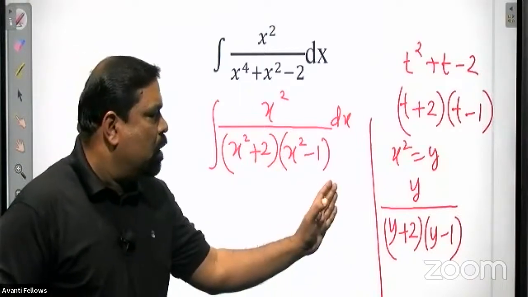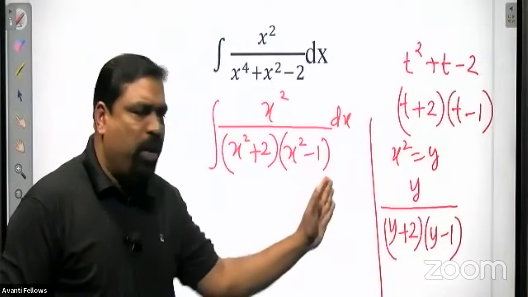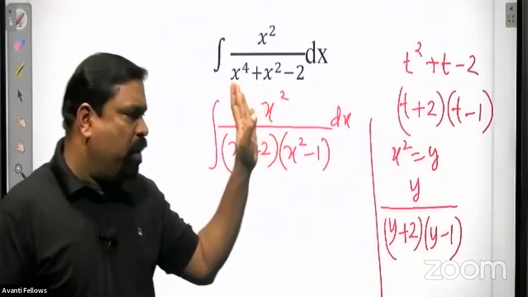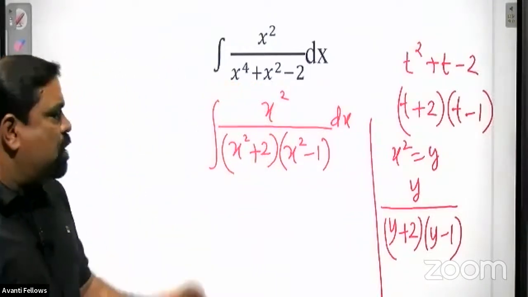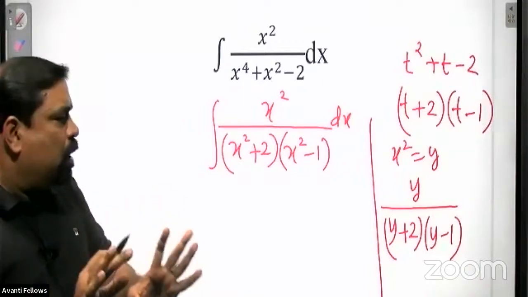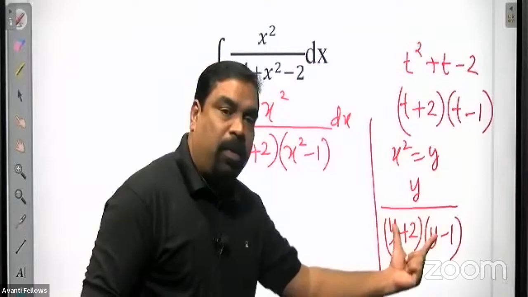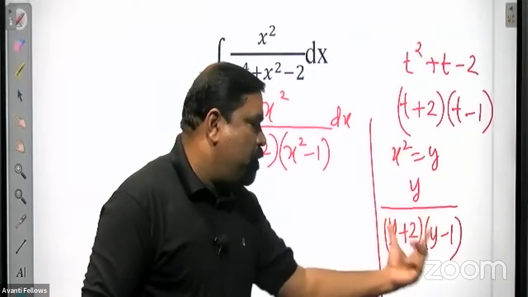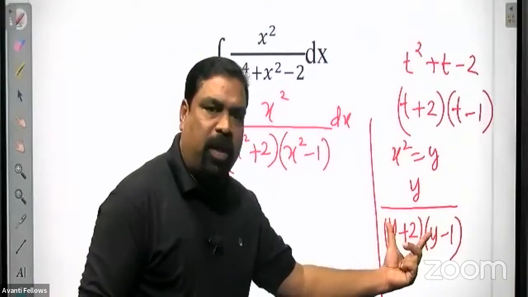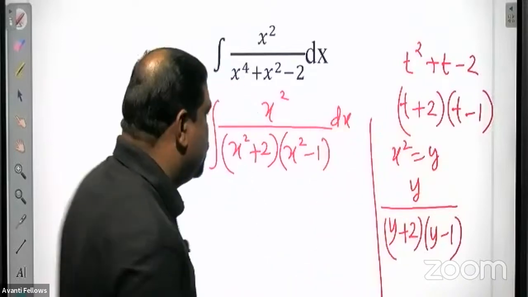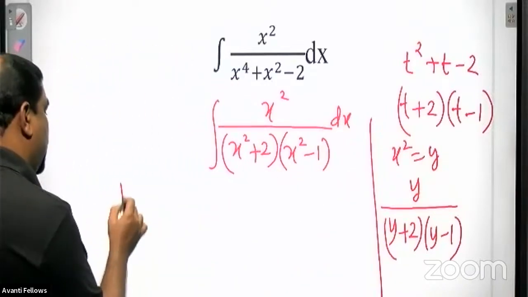Don't write 2x dx equal to dy. We are not doing integration, okay? Just for some partial fraction purpose, I am telling. Now this can be expressed in the form of a partial fraction. Okay, so that's the idea. So same thing I will write here.